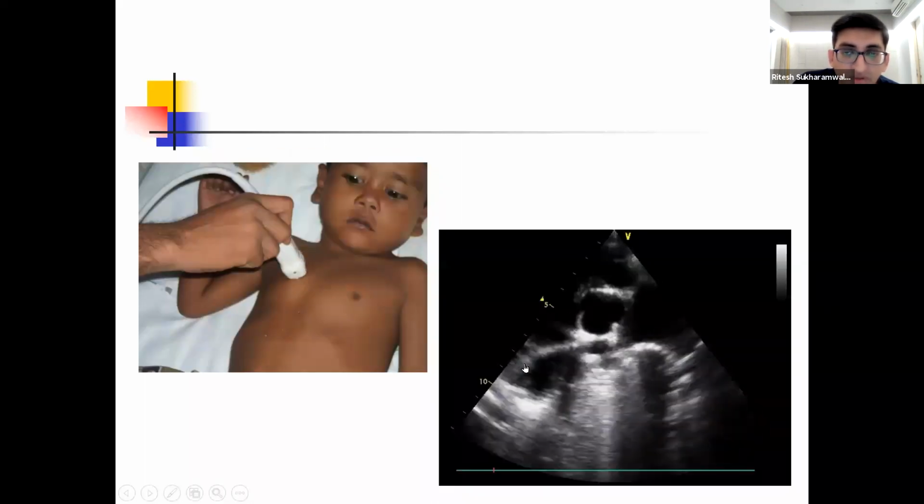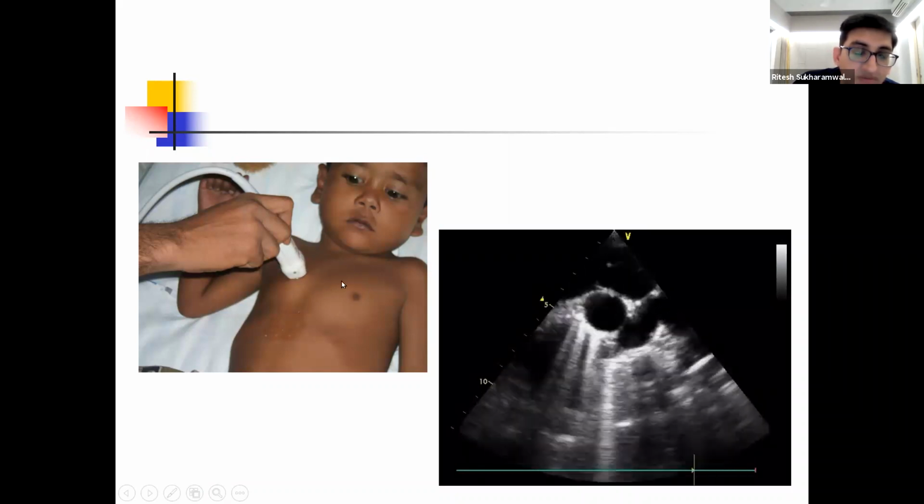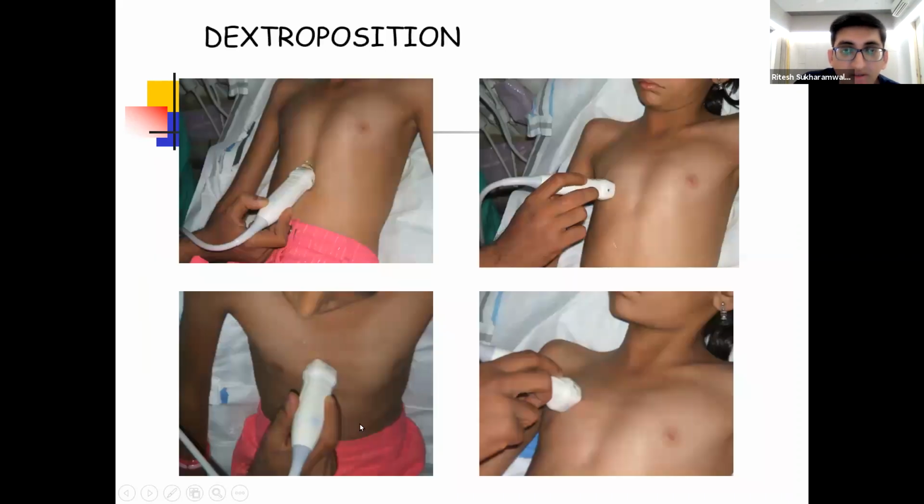For the short axis view, you need to put the probe exactly the mirror image of what we do. The aortic short axis view, you put the probe above the nipple at this point, and in true dextrocardia, you will put the probe exactly like this. No, we should not use the right-left cursor. If you use the right-left cursor to get the similar image that you get in the normal heart, then you will not be able to put the probe in a proper position.